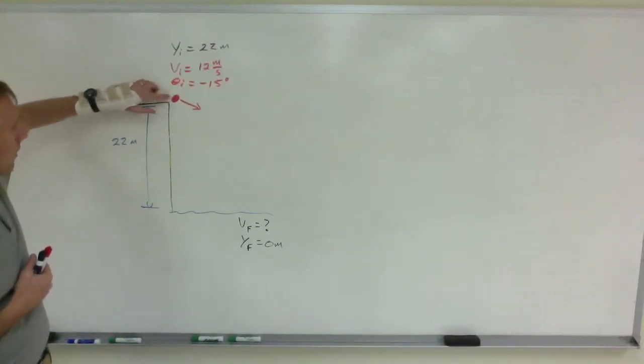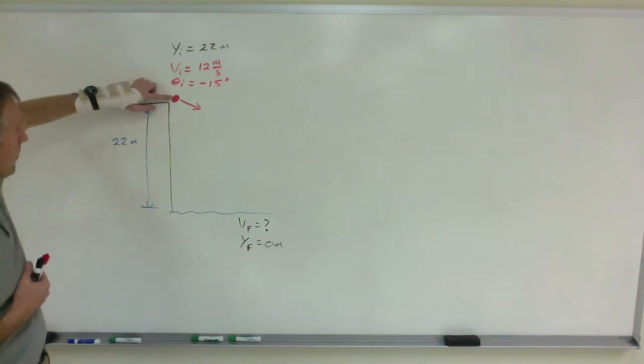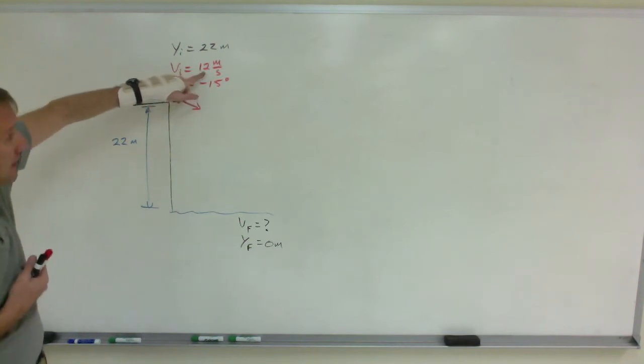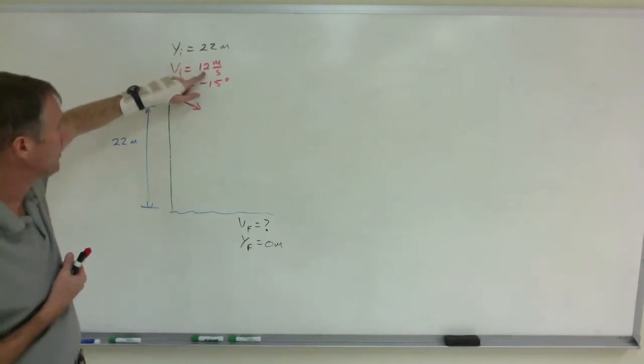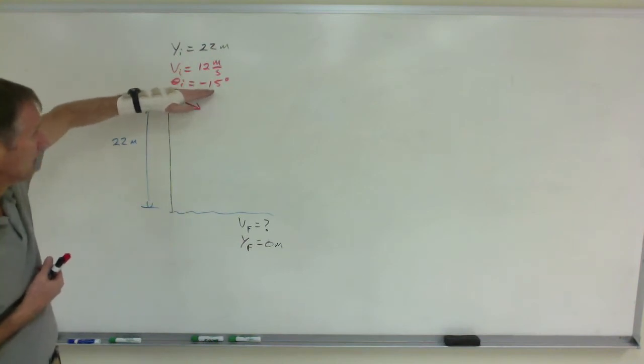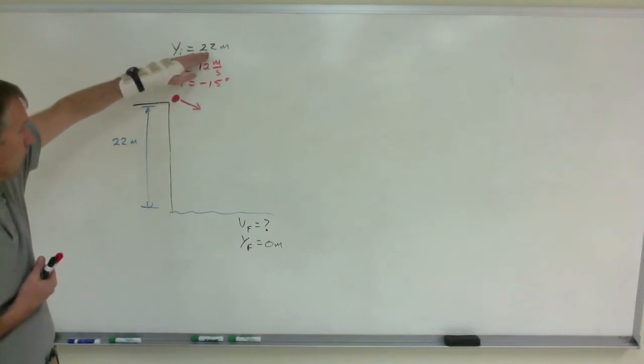A ball is thrown off of a cliff. The cliff is 22 meters high. The ball is thrown off the cliff downwards at an angle. It leaves the thrower's hand at 12 meters per second, thrown downwards at an angle of negative 15 degrees measured to the horizontal from the height of 22 meters.